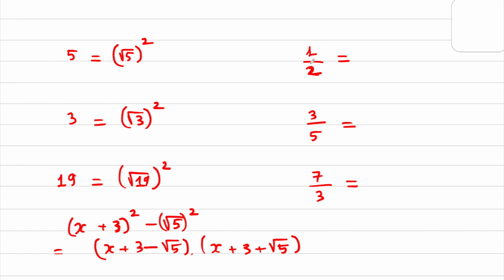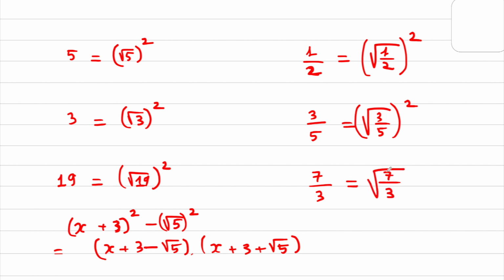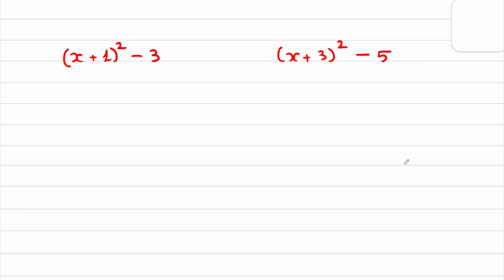The same idea applies to 1 over 2. You will get square root of 1 over 2, all of 1 over 2 under the square root, and then the bracket with squared outside. And 3 over 5 here, the same thing: 3 over 5 will be under the square root, and all of them have to be squared. 7 over 3 squared here, and this one will be squared like here. Okay, so now we can apply this to the difference of the square.